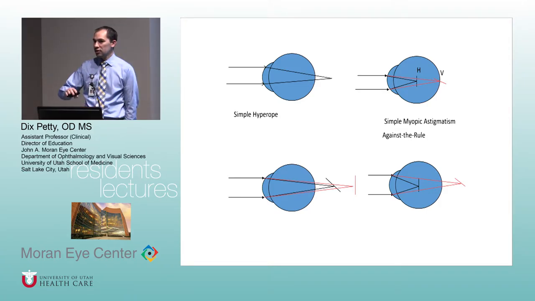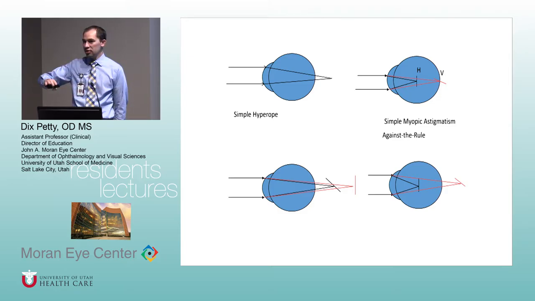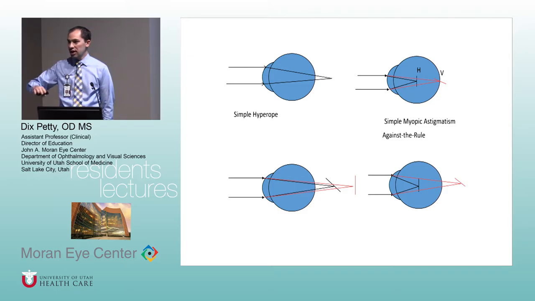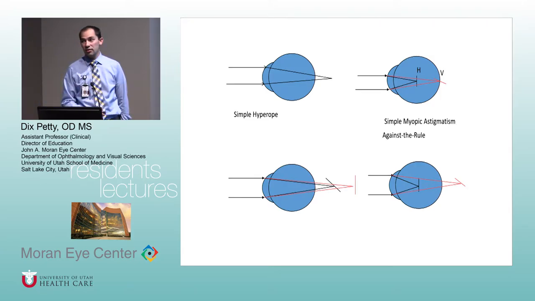Yeah, so if the horizontal part of the cornea is steeper, that means the image that's in front of the retina is going to be vertical. So the H and the V, once again, just remember, that's just telling you where the line is coming from on the cornea. But yeah, in this case, it's against the rule.